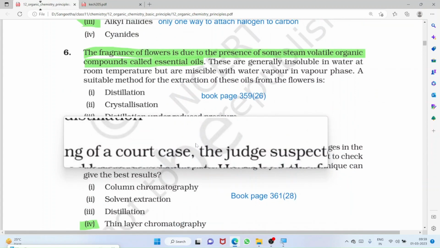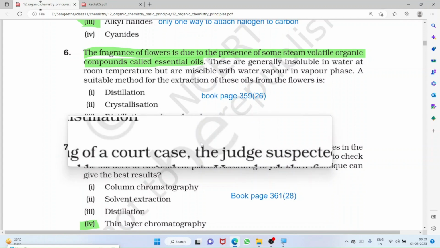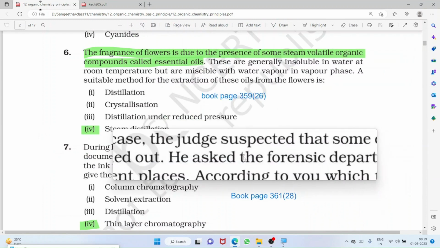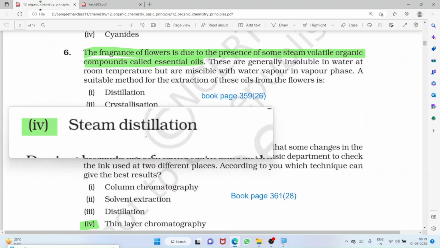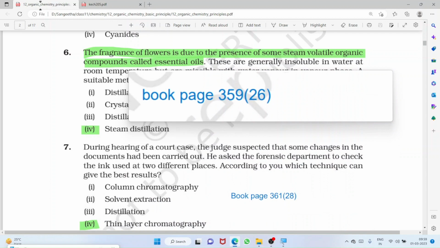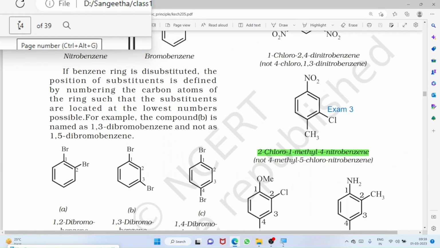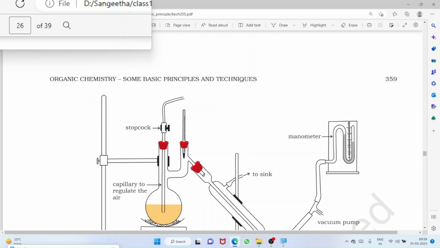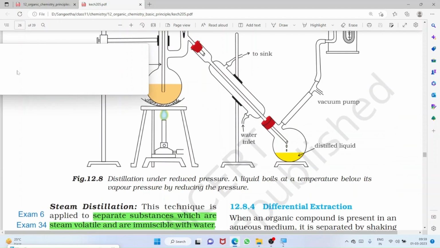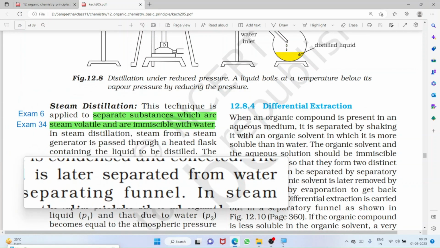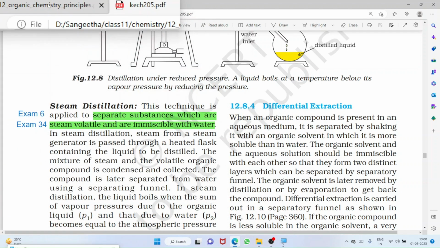Okay, you can read this: the fragrance of flowers is due to the presence of some steam volatile organic compounds. Okay, these are generally insoluble in water. So you can go through the steam distillation method. This is the answer, okay, in the book page 26. So this is the answer for that question. Okay, you can go through what is steam distillation.